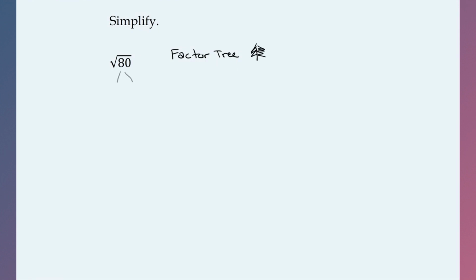So square root of 80, lots of options. I'm going to start with 8 and 10, and then I'm going to continue down the tree and break it down. So 8 can go down to 4 and 2, 10 to 5 and 2, and 4 even further to 2 and 2. So you want to go down all the way to prime numbers. When we look at our tree, we're going to look for partners in crime to then escape our radical jail.